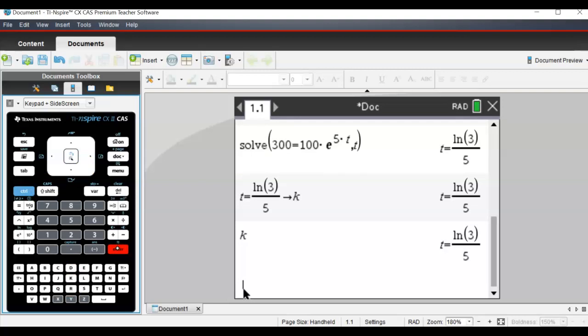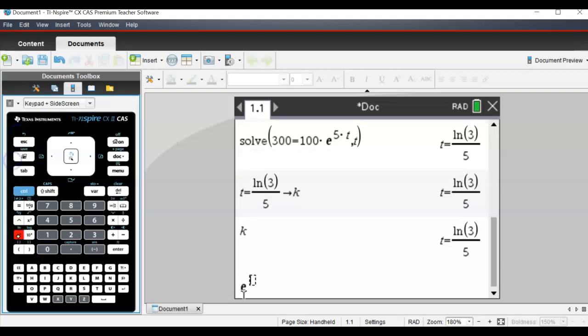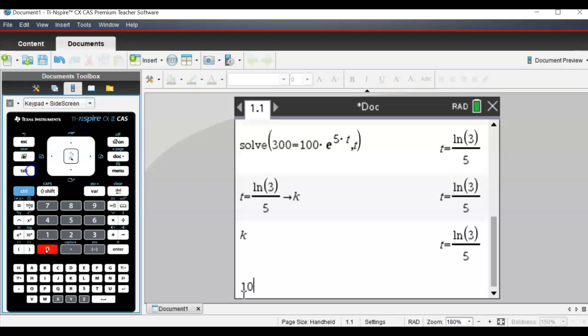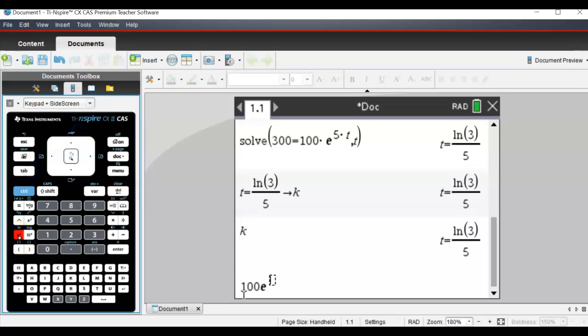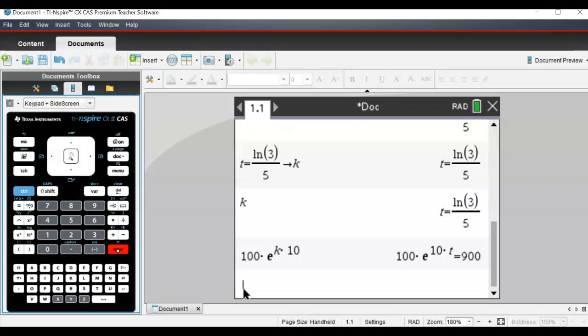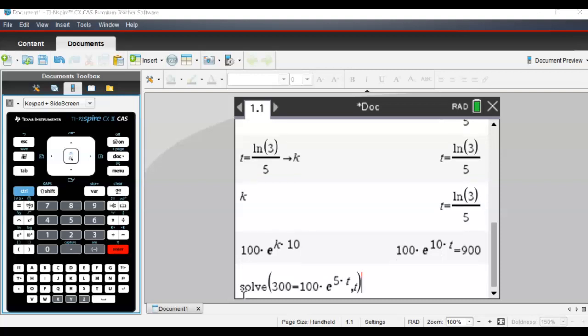And then if I had to come back and I needed my 100 e to the k times 10, it's going to reach out and grab that k, and give me my exact value. Let's store it in for t. Hold on. When I went back, I noticed when I used my solver, I don't think I got my store.